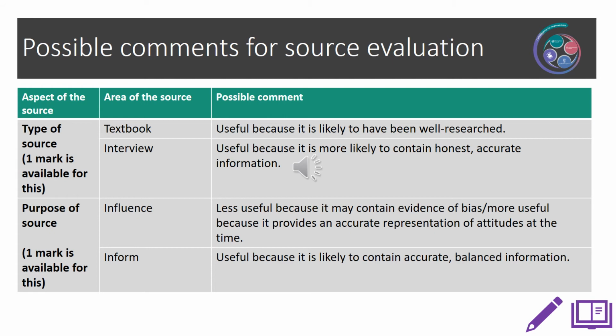Purpose of a source, generally speaking, is one of two. The purpose of a source is usually either to influence or to inform. A source that influences may be less useful because it may contain evidence of bias. However, you would need to read the source to see if that was the case. However, it may also be the case that a source designed to influence could be more useful because it provides an accurate representation of attitudes of the time. A source that's been written to inform is useful because it's likely to contain accurate and balanced information.